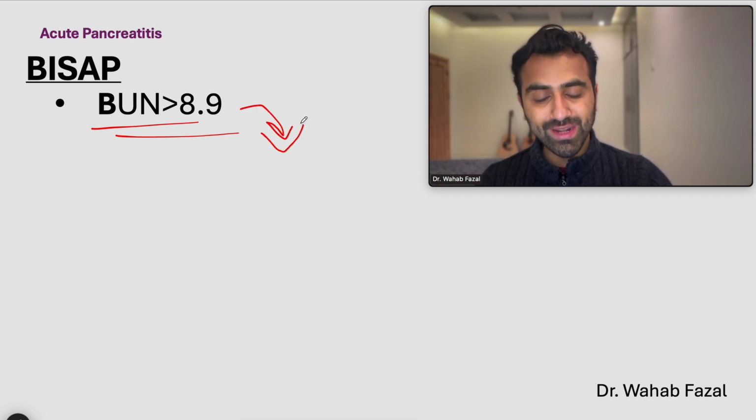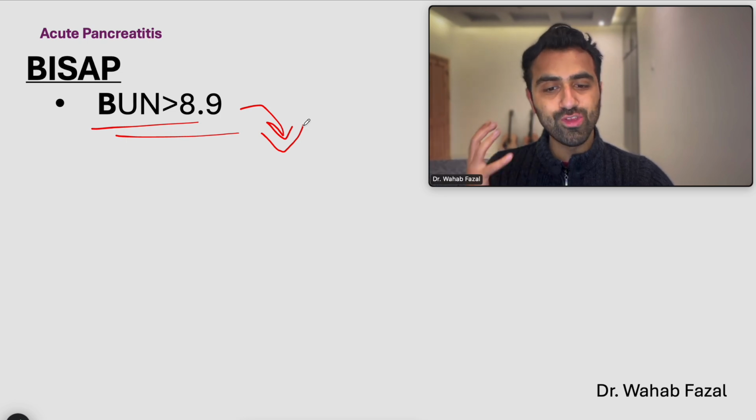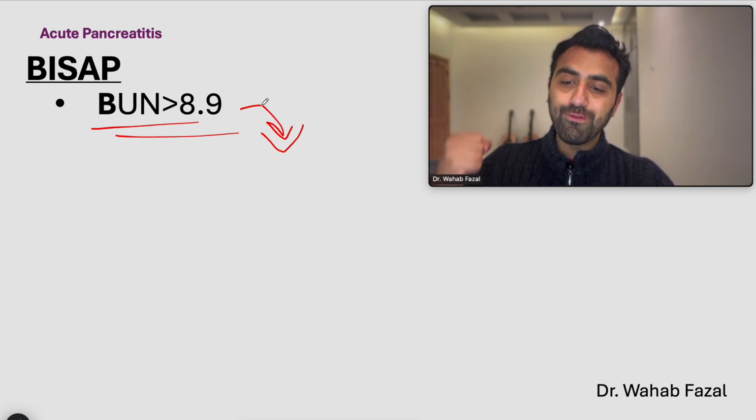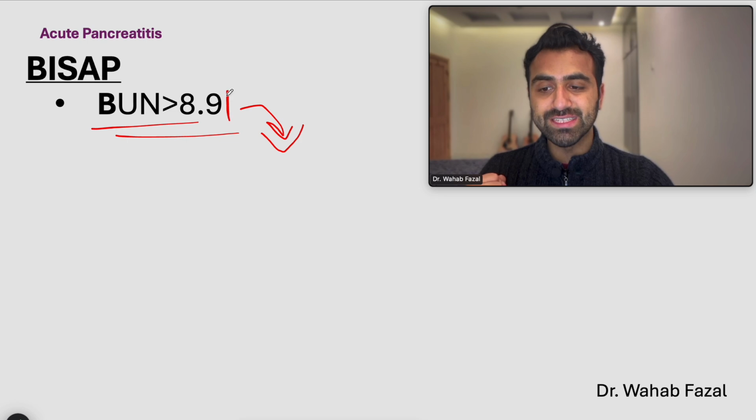Why are your kidneys not excreting it as much? Because the amount of fluid in your body might be going low. So your kidneys are trying to retain it, which is leading to these high BUN levels. This is bad. This is indicative that you might be having something severe occurring in your body. So this gets you 1 score.